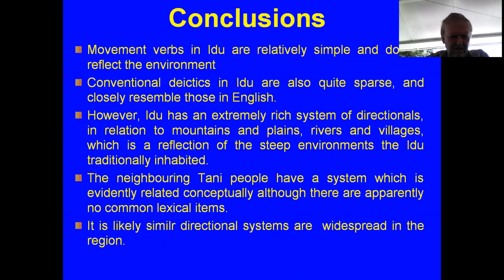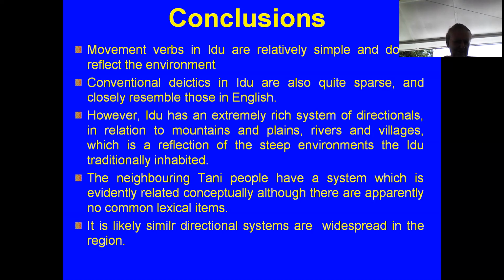So perhaps conclusions, perhaps unexpectedly, movement verbs in Edo are relatively simple. They do not reflect the environment. The conventional deictics in Edo are also quite sparse, quite closely resembling those in English. The real lexical richness and diversity is in the systems relating to mountains and plains, to rivers and villages, and this strongly reflects the steep environments which the Idu traditionally inhabited.